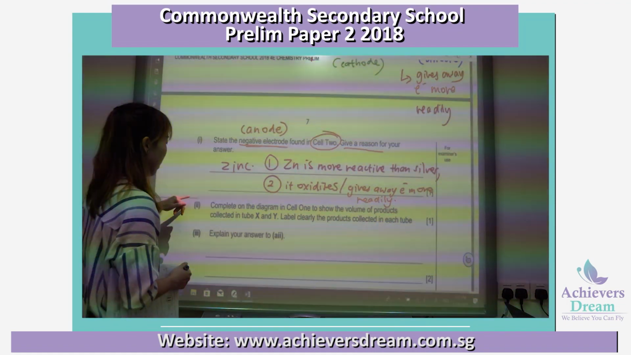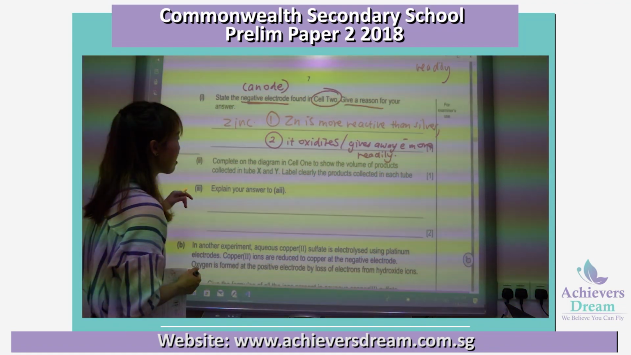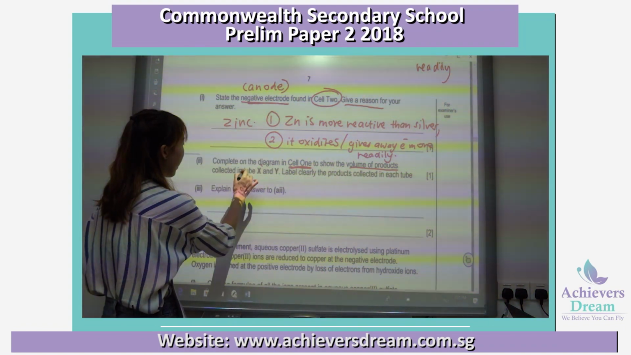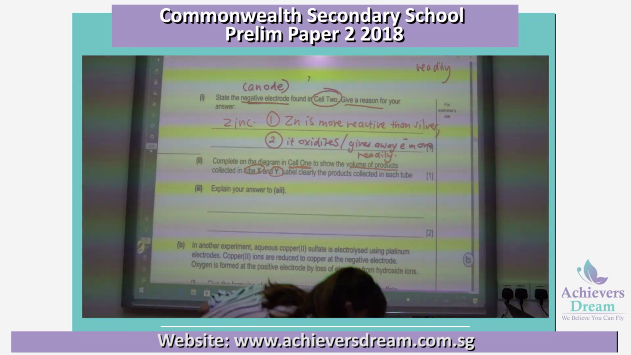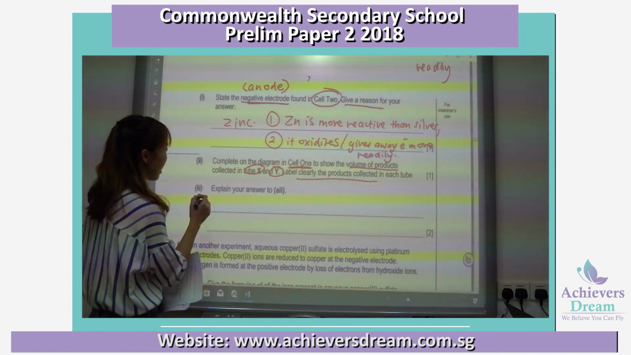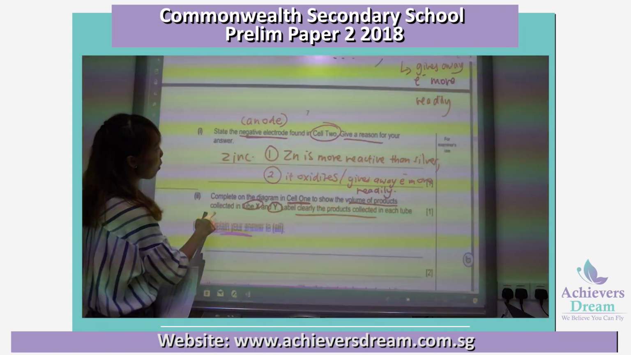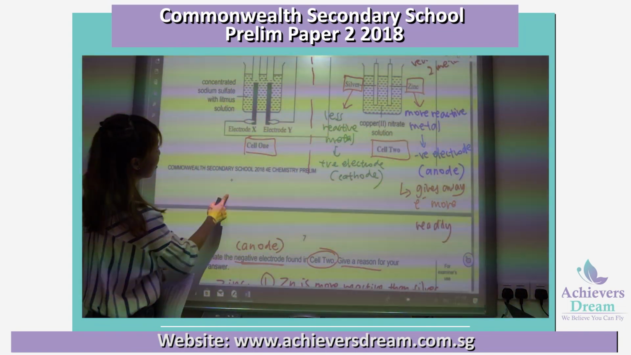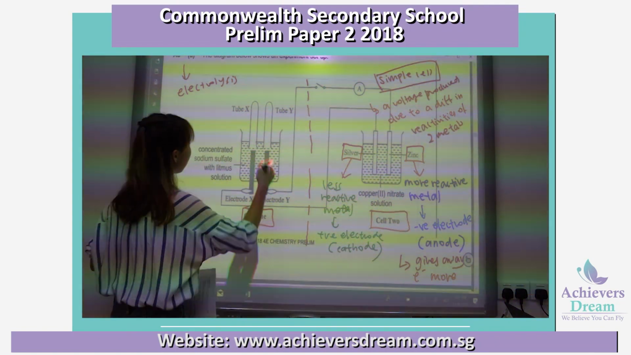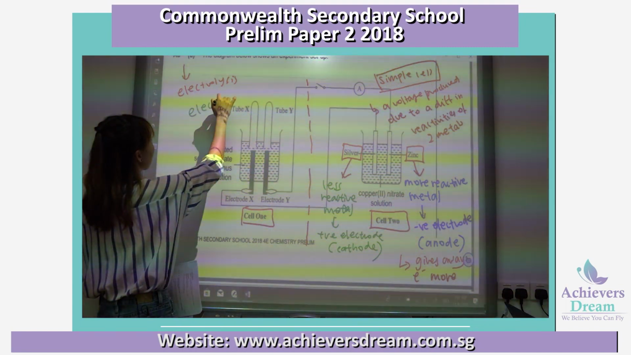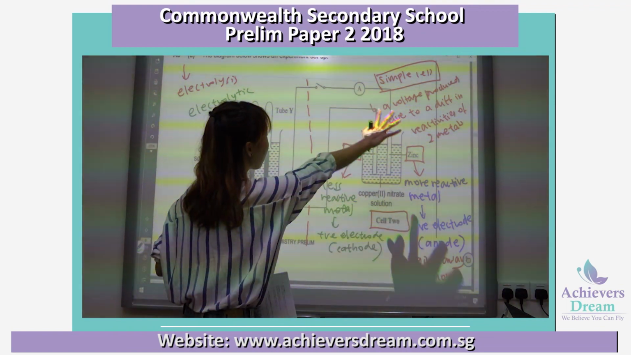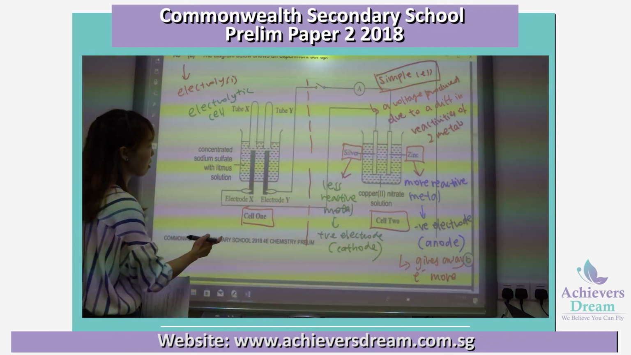Okay, so for part 2, complete on the diagram in cell 1 this time to show the volume of products collected in tube X and Y. Then label clearly the products collected and explain your answer. Okay, cell 1. In cell 1, this is your electrolytic cell. So take note the difference. Cell 2 is your simple cell, cell 1 is your electrolytic cell.